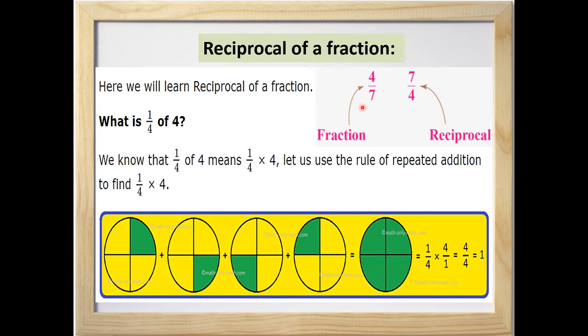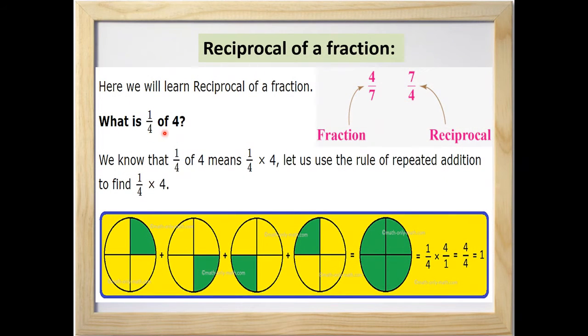Understood children? Now we will learn something more about the reciprocal. What is 1/4 of 4? Now tell me children, what is the reciprocal of 1 by 4? Naturally, it is 4 by 1. The reciprocal of 1 by 4 is 4 by 1. But what is 4 by 1? It is just 4.